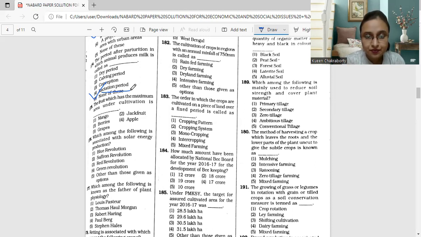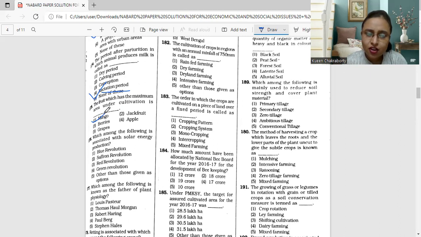11 million tons. Uttar Pradesh and Andhra Pradesh have the largest areas under mango cultivation, followed by the states of Bihar, Karnataka, Kerala, Tamil Nadu, and then West Bengal too. Okay. So the correct answer is number 1, mango.